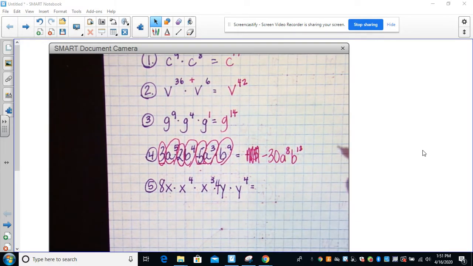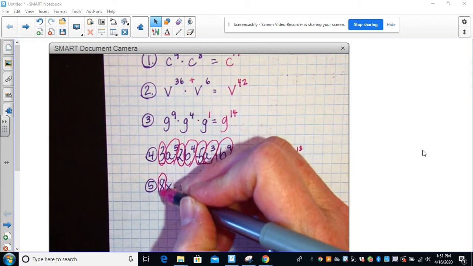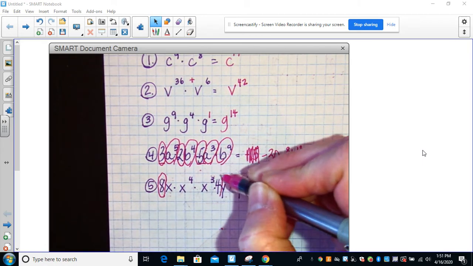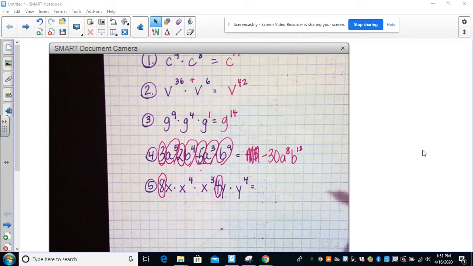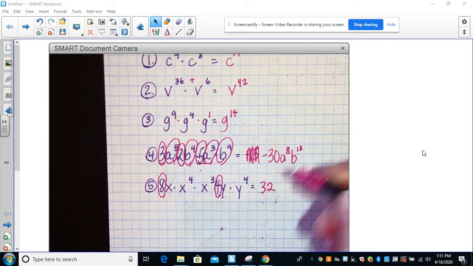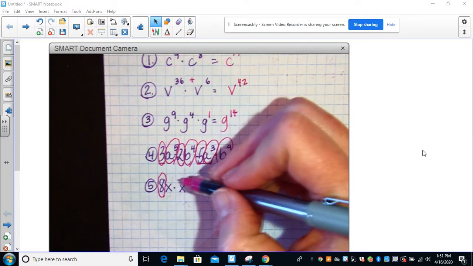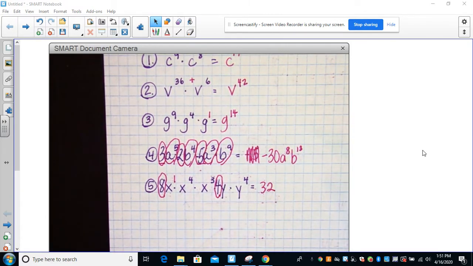So now let's look at this one. You have an 8 as a coefficient and a 4 as a coefficient. So we actually multiply those. 8 times 4 is 32. Now this X, we need to put a 1 with it. So now here's a Y, put a 1 with it.